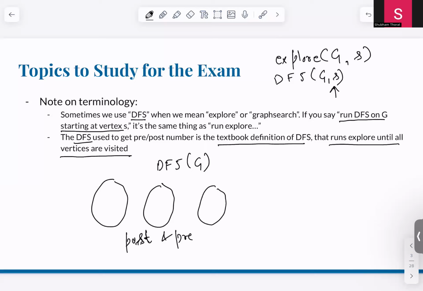Any other questions? Wait, sorry, just want to clarify. What definition is that? Is that just taking the input G? Yeah. Okay, understood. I see one question in chat.